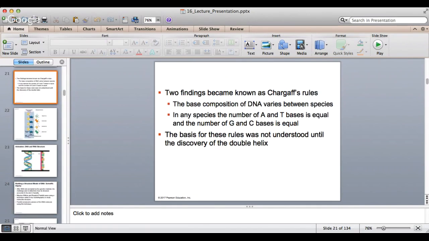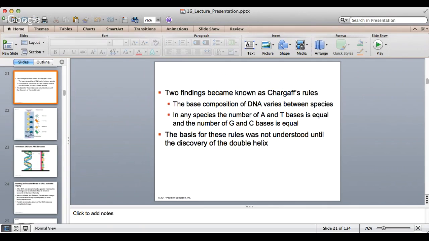Okay, so Chargaff's rules. The base composition varies between species. That makes sense. We can put them in any order, and certain orders are typical to certain species. In any species, the number of A and T bases is equal to the number of G and C. So remember what we've been saying off and on this semester: apples grow on trees, cars go in garages. So those will always go together, kind of like puzzle pieces. A and T just fit, G and C just fit.